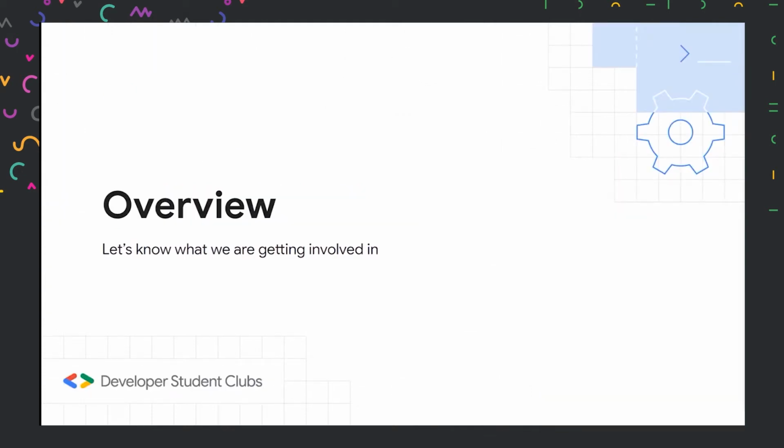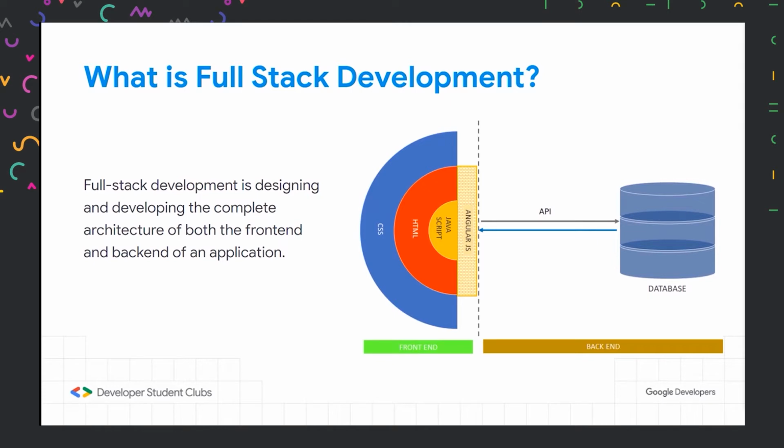So now let us understand what we are going to go through in this whole event. We will be going through full stack development. So we need to know what is full stack development, right? Full stack development is designing and developing the complete architecture of the front end of an application and the back end of an application. So what is front end and back end, then you may ask.